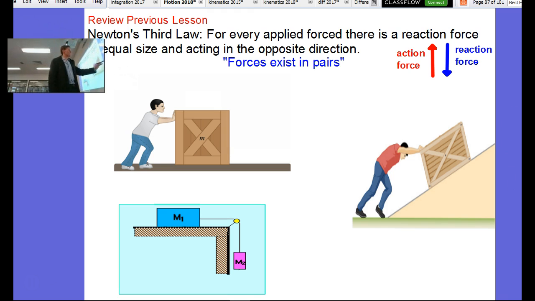Alright, so what we started looking at last lesson is the idea of how we can go about drawing and showing all the forces acting on an object. So I'm going to get you to do this as a drawing exercise. So here's the three objects, the three diagrams.